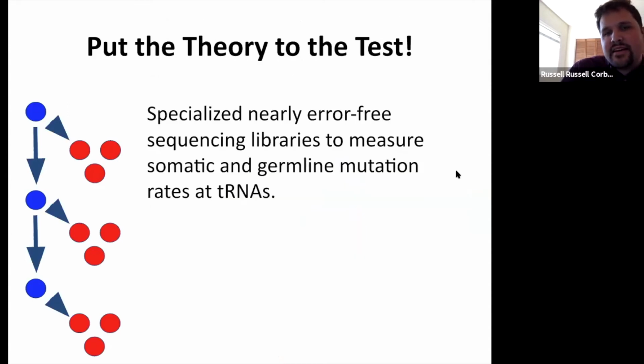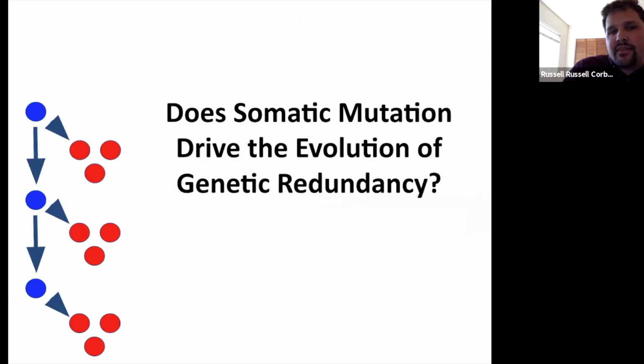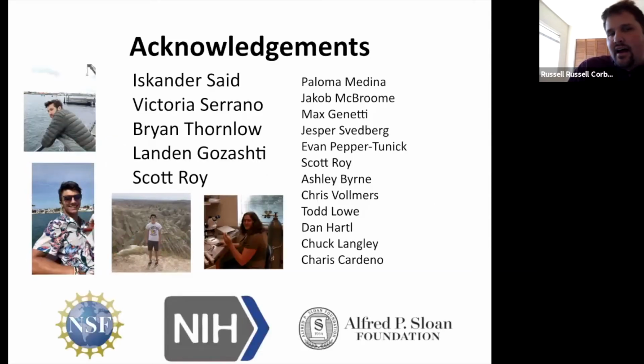And to do this, we're making some specialized, nearly error-free sequencing libraries to really directly and quantitatively measure the somatic and germline mutations. All of this to ask the sort of bigger question, does somatic mutation drive the evolution of genetic redundancy? And maybe more generally, to start to link developmental processes to genome structure evolution, which I think is a really important frontier. And with that, some quick acknowledgements.